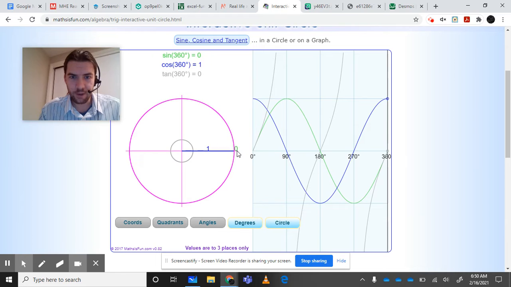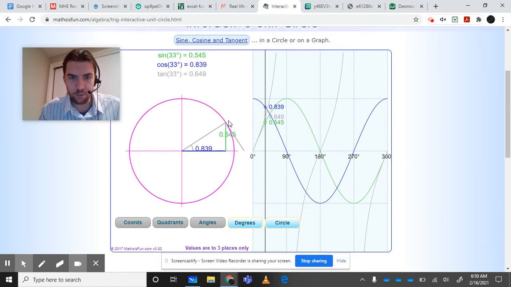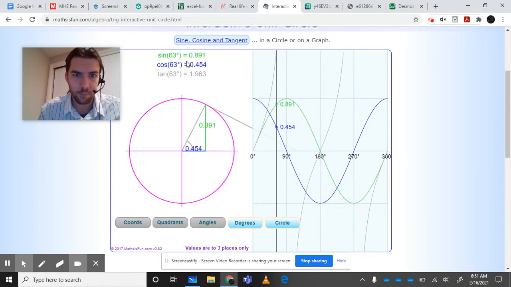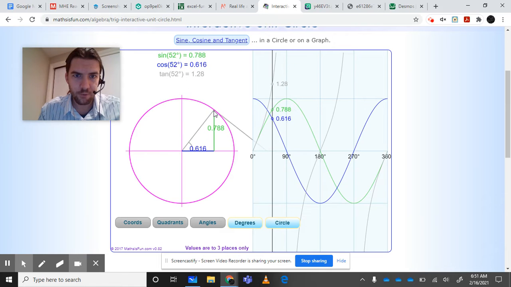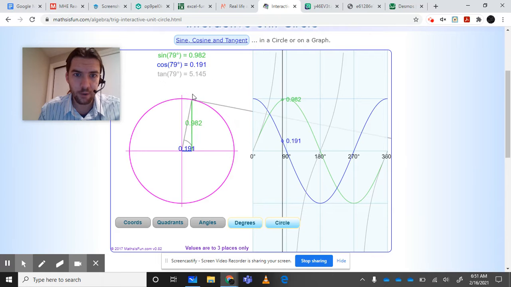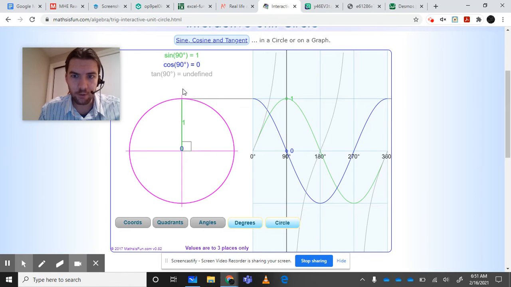So they're saying the sine of 0 degrees is 0. The sine of 60 degrees looks like 0.8. Oh, sorry, not 60 degrees, I'm looking at the wrong part. Sine of 53 degrees, if you look up here at the top. Sine of 51 degrees is 0.7. Sine of 70 degrees is 0.9. Sine of 90 degrees is 1.